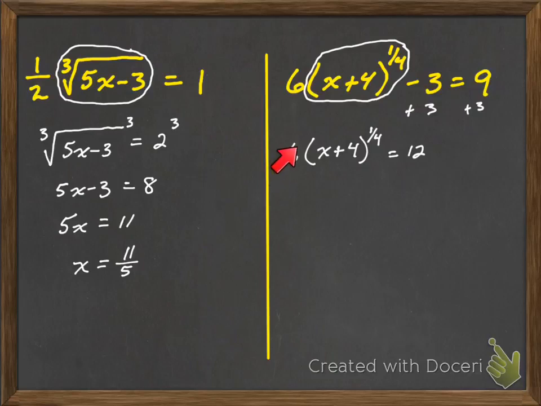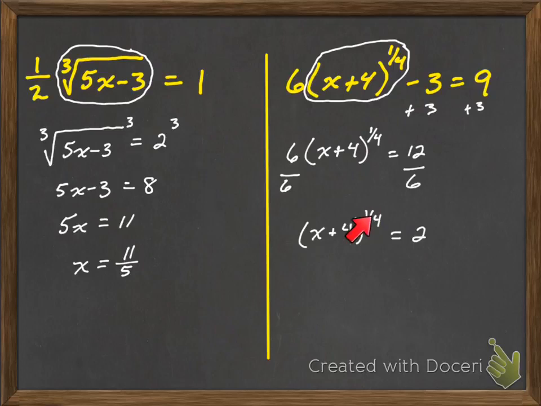We now need to move the 6 to the other side of the equation so that we can isolate this radical. And we move the 6 by dividing it. All right, so that's going to give us x plus 4 raised to the 1/4 power equals 2. All right, so now the next thing. We have isolated the radical.